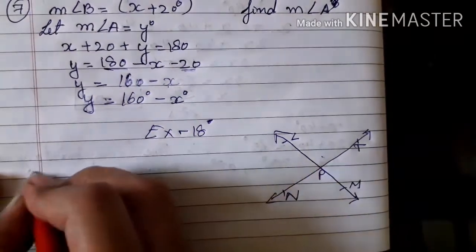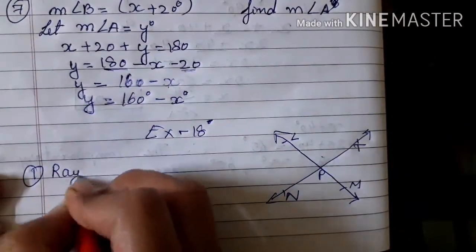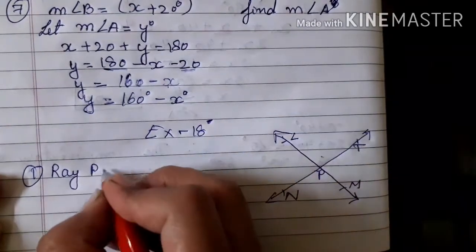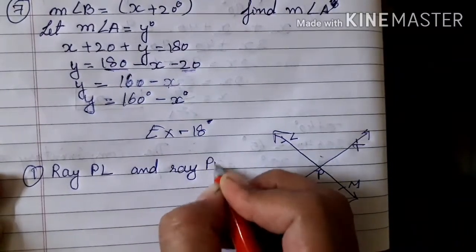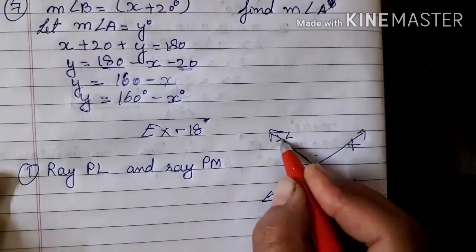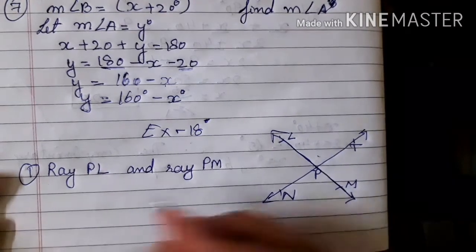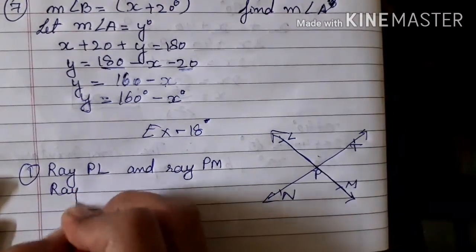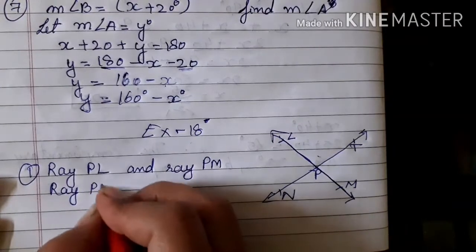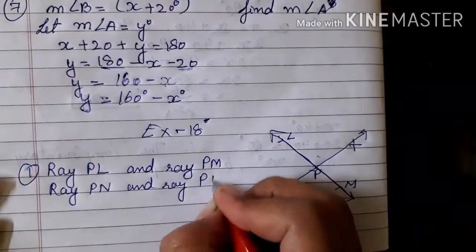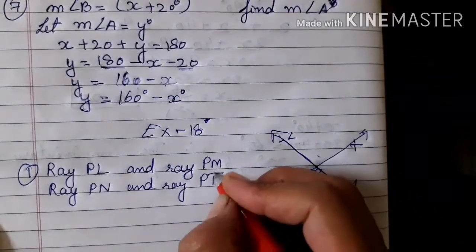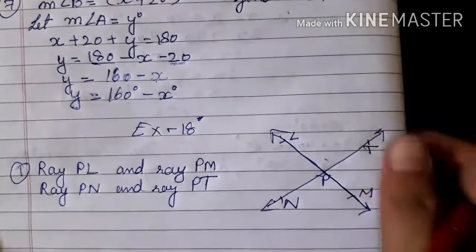Now for this, ray PL and ray PM, this ray is opposite to this ray. And the other is ray PN and ray PT. Okay, this was easy. We have to just find the opposite rays. So one more question is there from this exercise. We'll solve it.